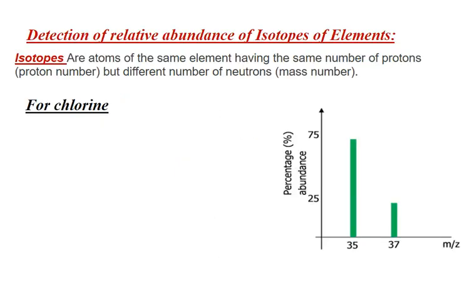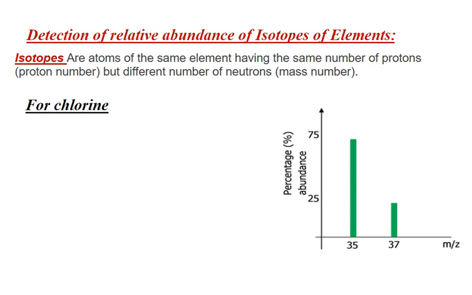Okay. The next type of mass spectrum that we would get is if we're dealing with elements. And we said if we're dealing with elements, then we're trying to detect the relative abundance of its isotopes. Do you remember what isotopes are? Isotopes are atoms of the same element having the same number of protons but different number of neutrons. So they will have different mass number.